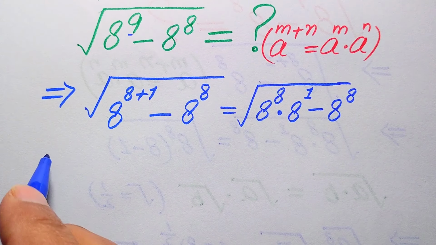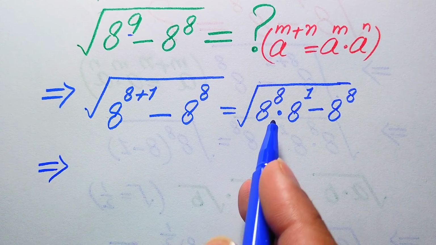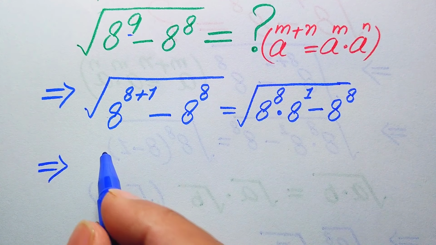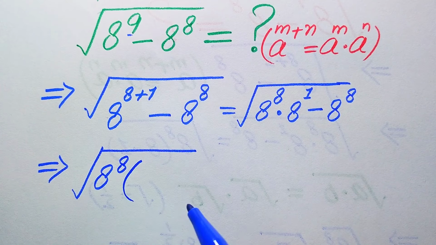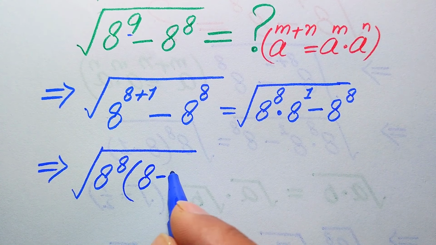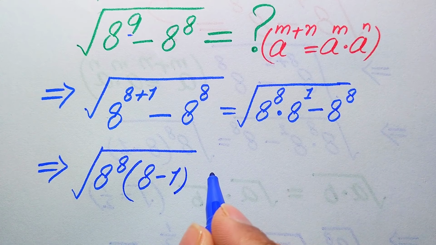Now you see that both of these two terms involve a to the power of 8, so inside the square root sign we take a to the power of 8 common, and the remaining values are a minus 1.